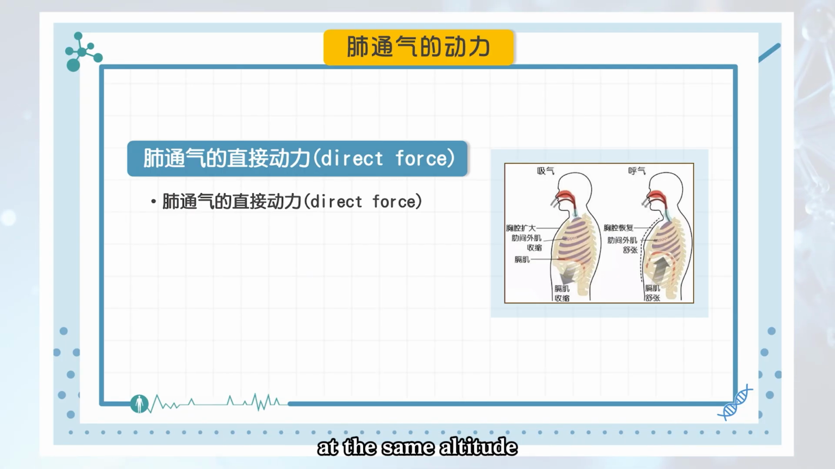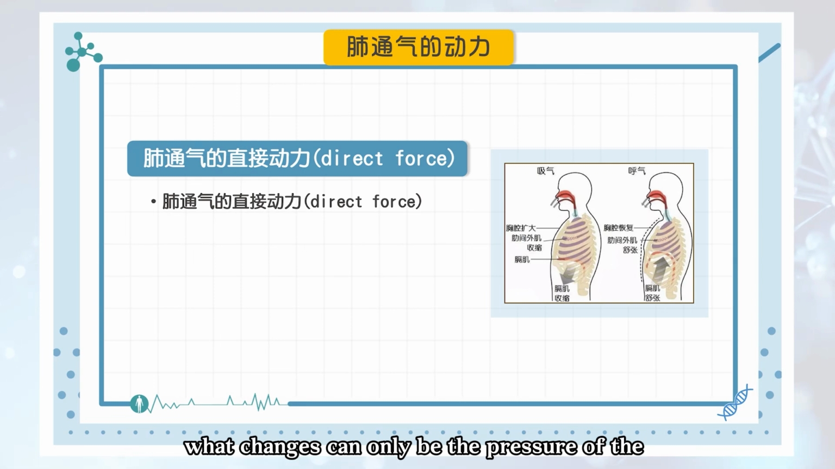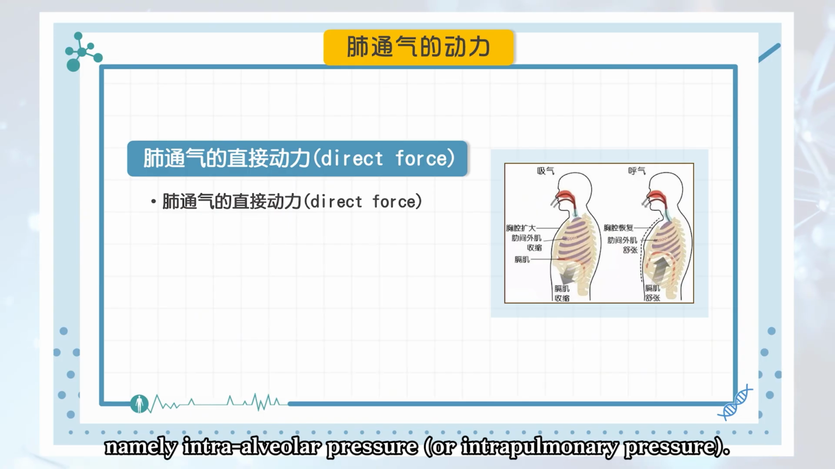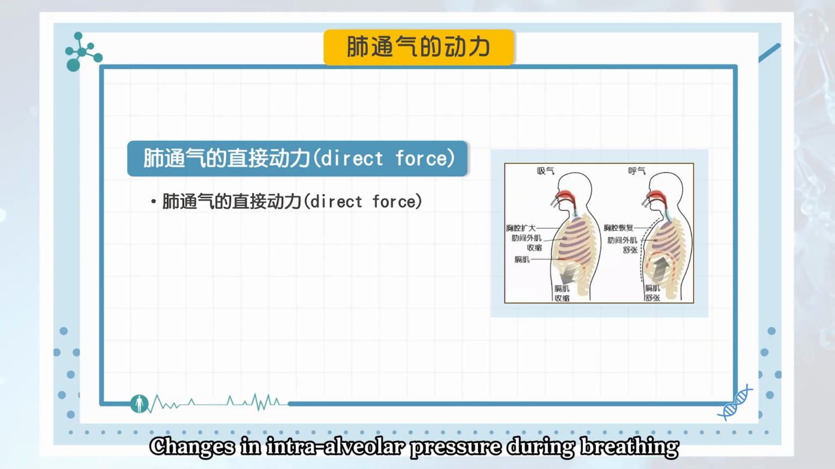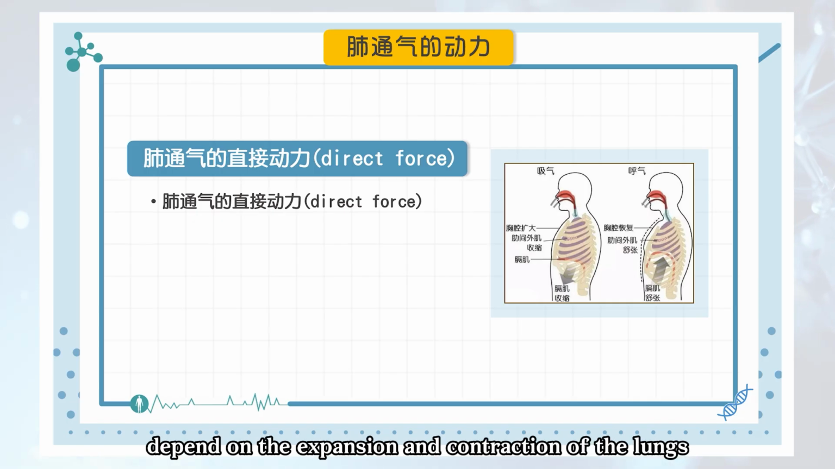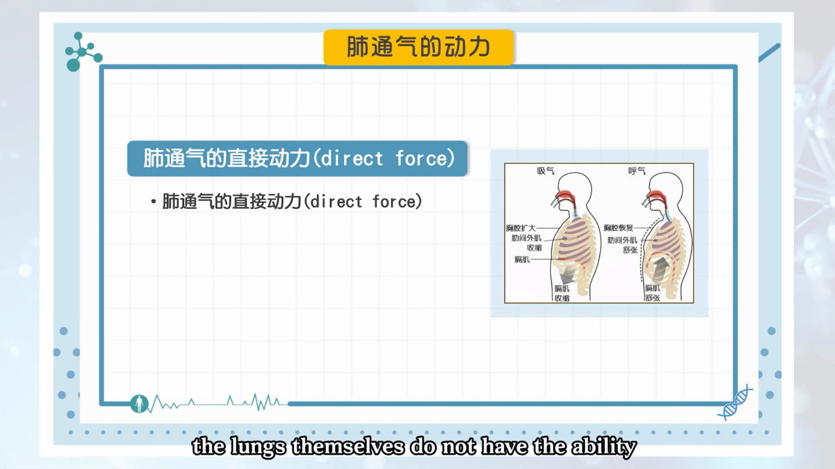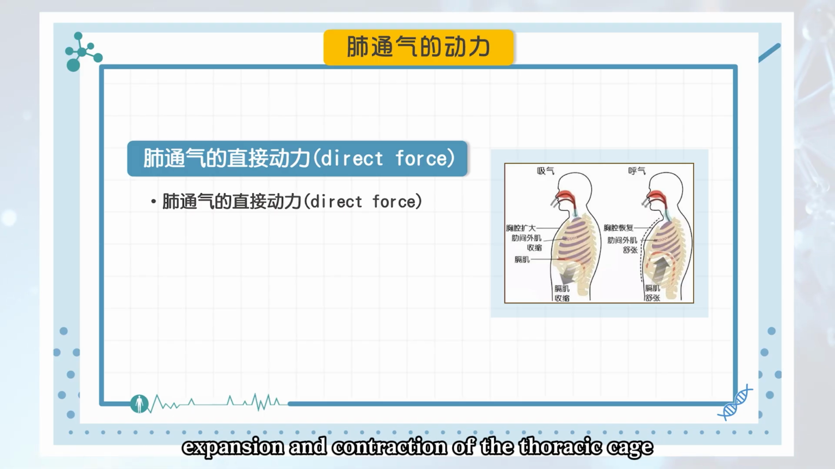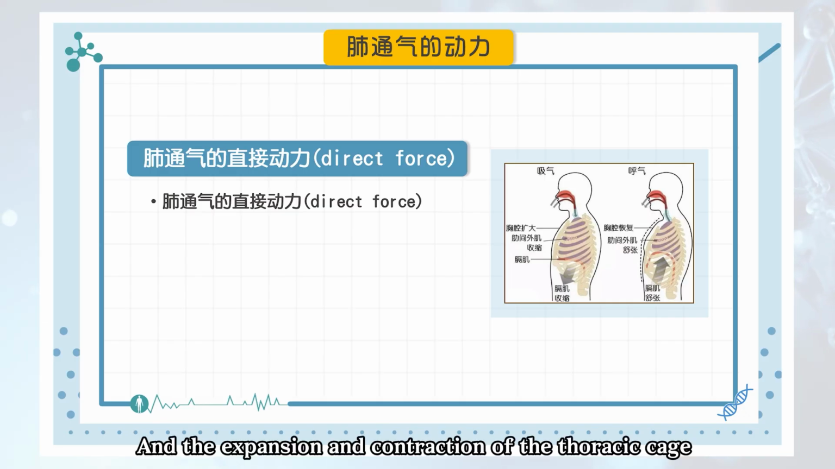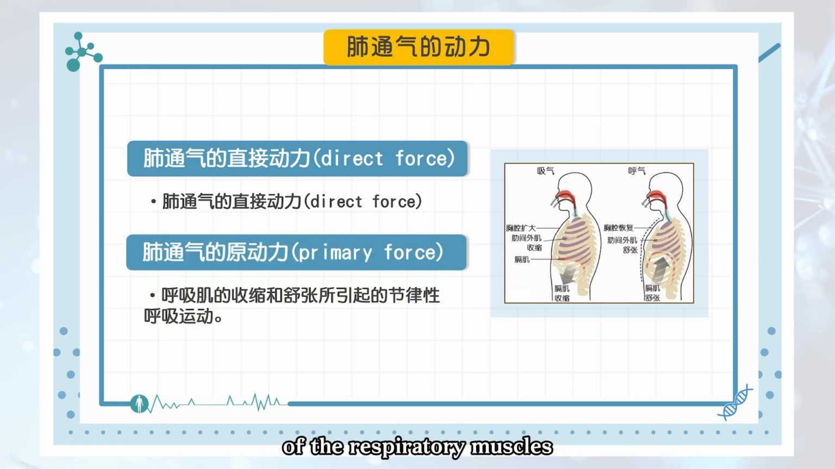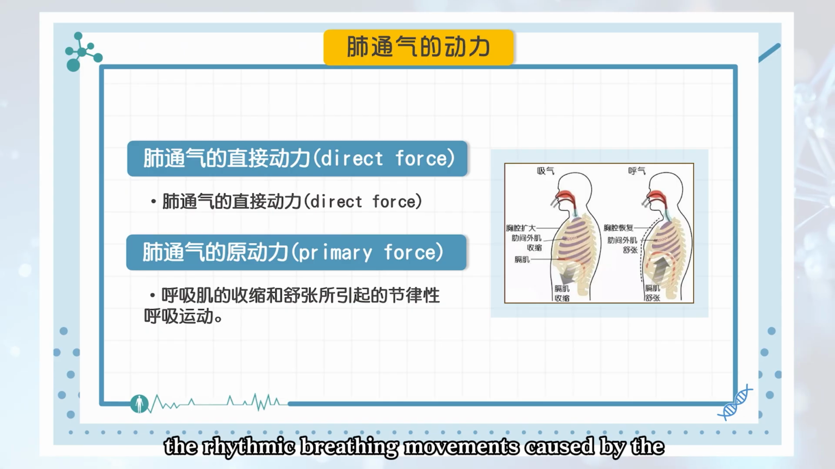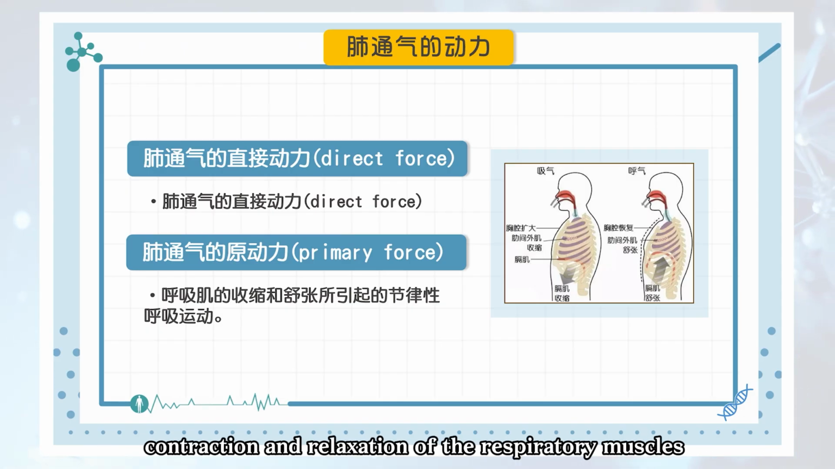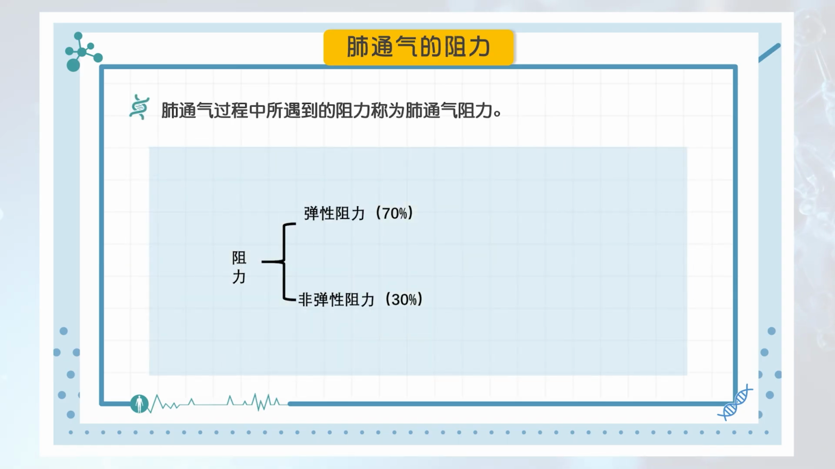In daily life, at the same altitude, atmospheric pressure is relatively constant. Thus, during breathing, what changes can only be the pressure of the gas within the alveoli, namely intraalveolar pressure or interpulmonary pressure. Changes in intraalveolar pressure during breathing depend on the expansion and contraction of the lungs. However, the lungs themselves do not have the ability to actively expand and contract. Their expansion and contraction rely on the rhythmic expansion and contraction of the thoracic cage. And the expansion and contraction of the thoracic cage are caused by the contraction and relaxation of the respiratory muscles. Therefore, the rhythmic breathing movements caused by the contraction and relaxation of the respiratory muscles are the primary motive force for pulmonary ventilation.